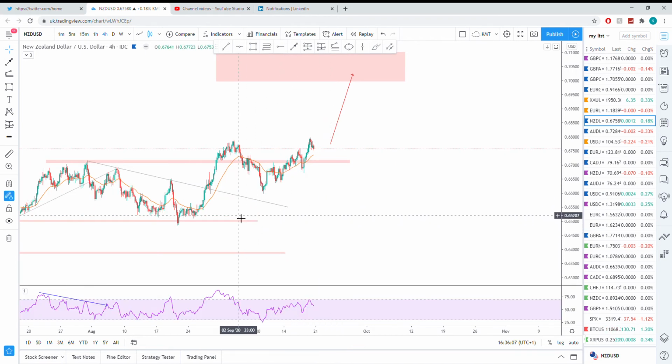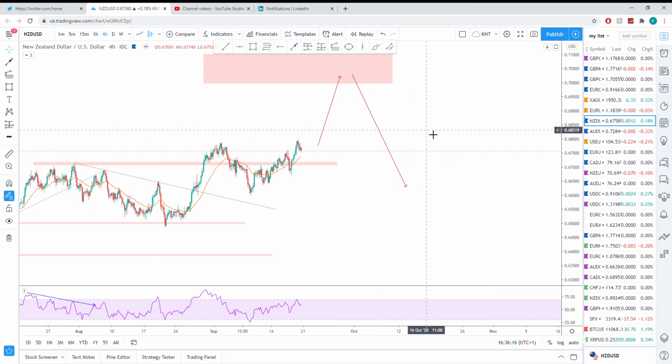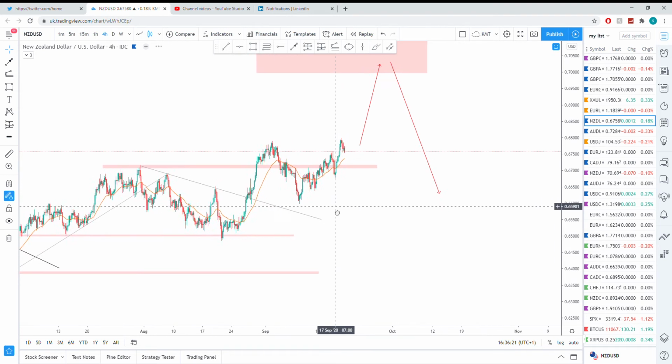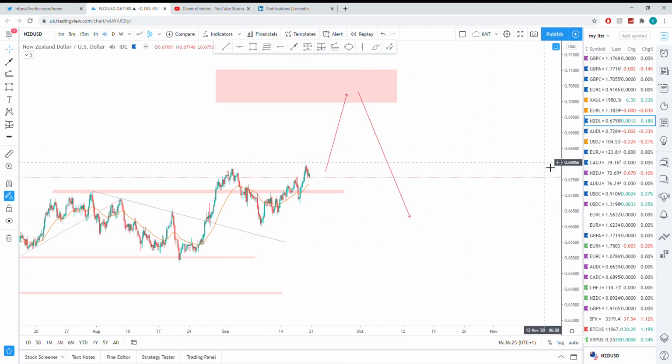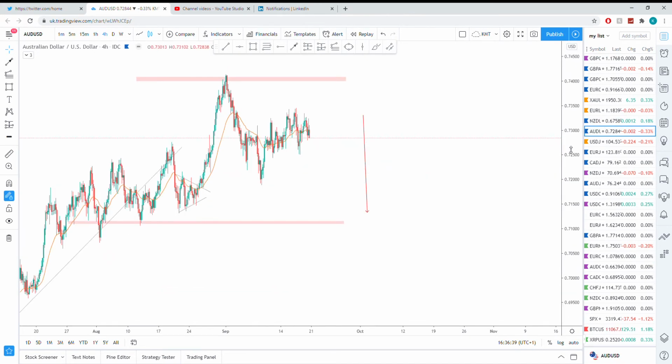RSI is showing some divergence here, so this is why after price gets into this area, price could really make a drop to the downside or take some sort of correction just to account for all of this push to the upside here. Again, like I mentioned previously in all of the analysis videos, the market needs to make these retracements in order to make those healthy pushes and trends, and it's just part of how the markets move, I guess. So moving on to AUD USD.